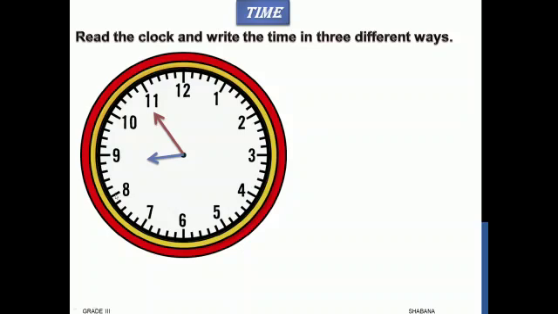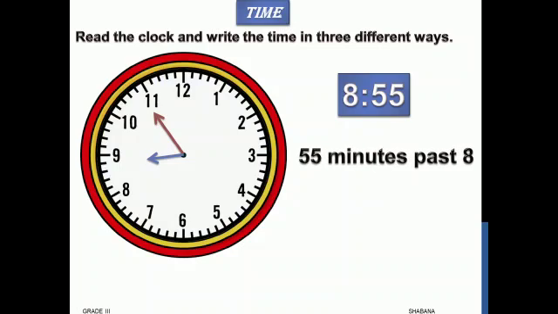And here we have the short hand in between 8 and 9, and the long hand on number 11. So the hour denotes 8 and the minutes show 11, which means 11 multiplied by 5 is 55. So 8:55. We can read the time as 55 minutes past 8, or to reach 9 o'clock we have 5 more minutes. So 5 minutes to 9.